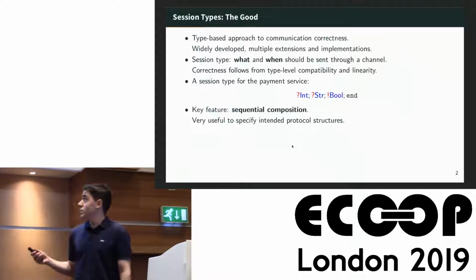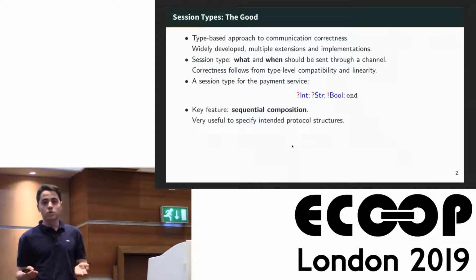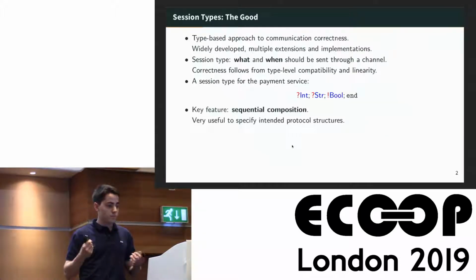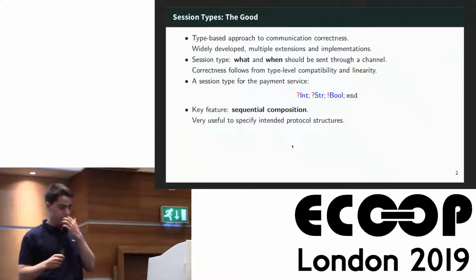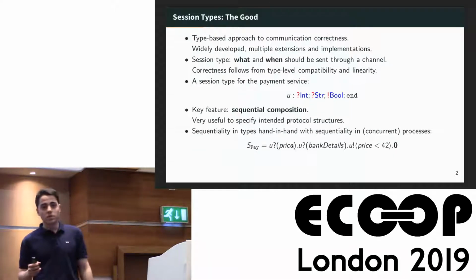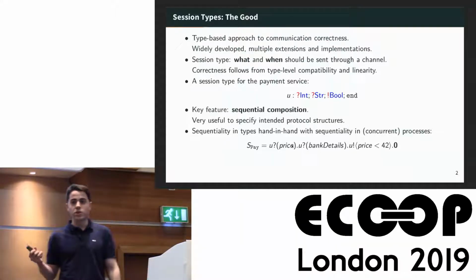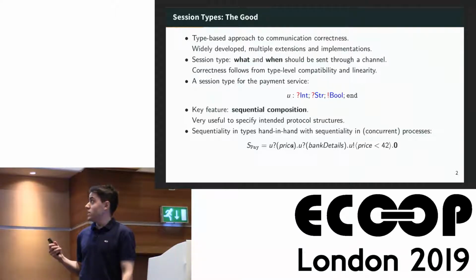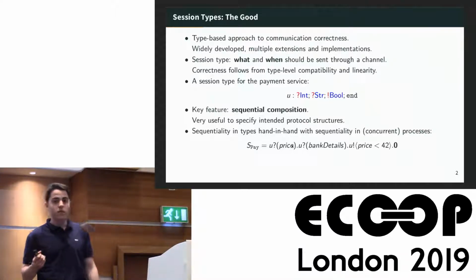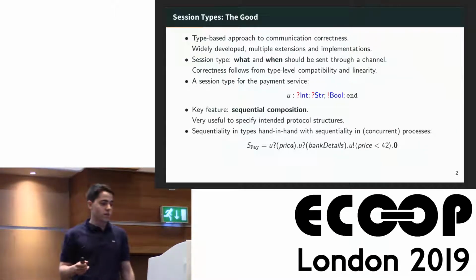We can see that a key feature is sequentiality, which actually enables us to structure the communication protocol that we want to have. And this sequencing is achieved by this semicolon. But if we look at one possible implementation in pi calculus, we can also see that sequencing is also present on the process level, where it's denoted by a dot. So sequencing goes hand in hand on the type level and the process level.